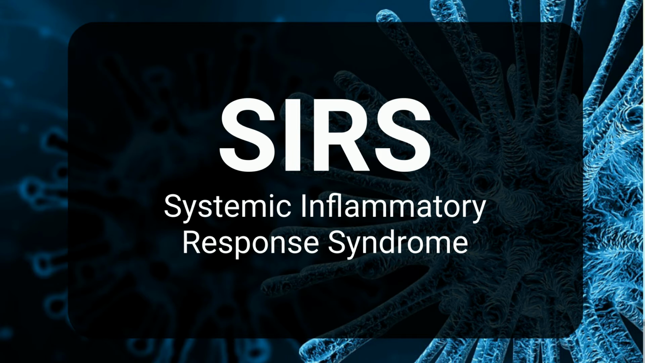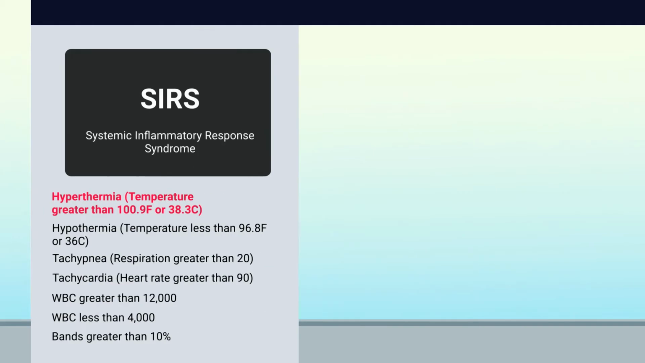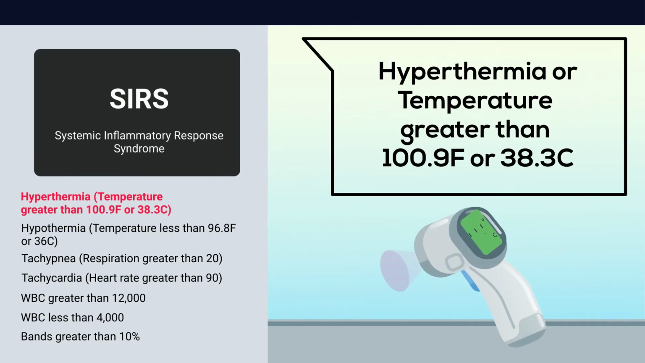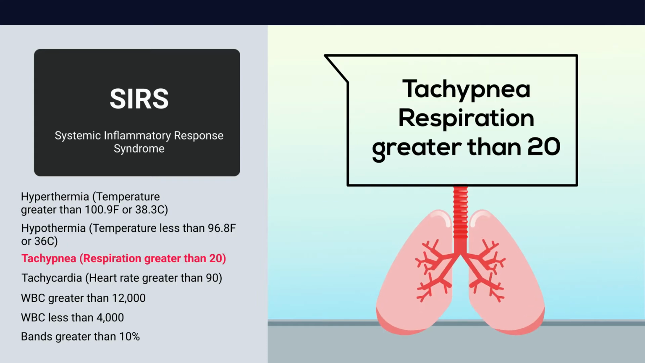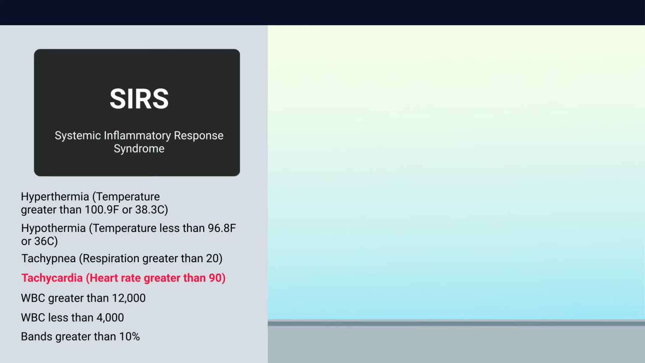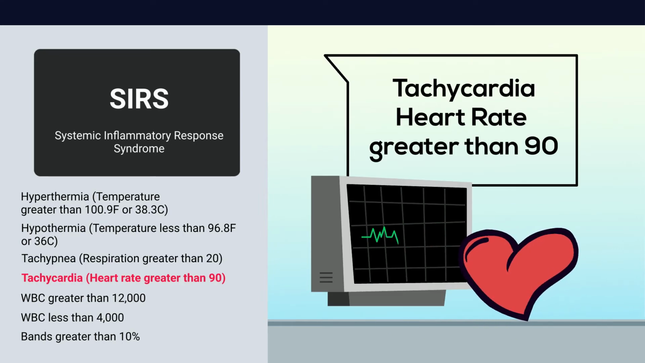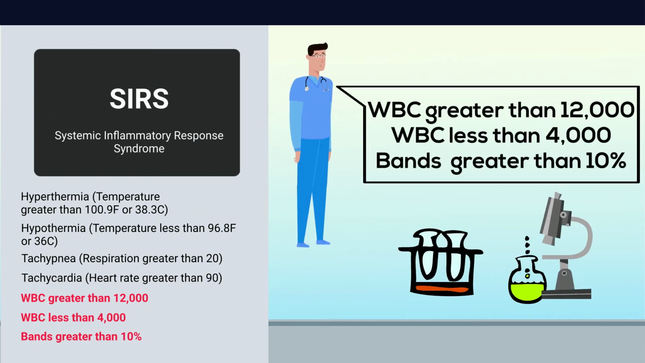SIRS, or Systemic Inflammatory Response Syndrome, may be the first physiological changes you may observe, and these are hyperthermia, or temperature greater than 100.9 degrees Fahrenheit or 38.3 degrees Celsius, hypothermia, or temperature less than 96.8 degrees Fahrenheit or 36 degrees Celsius, tachypnea, or respiratory rate greater than 20, tachycardia, or heart rate greater than 90, and other abnormal lab values, which includes WBC more than 12,000, WBC less than 4,000, and bands greater than 10%.